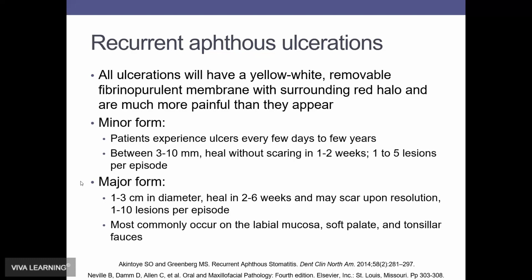For major ulcers, they're big. They can get up to 3 centimeters in diameter. They take a long time to heal, sometimes up to 6 weeks. And when they do heal, they can scar down. And again, either 1 lesion or multiple per episode. The major aphthous ulcers prefer to live on the labial mucosa and in the back part of the oral cavity, but that's not a hard and fast rule.